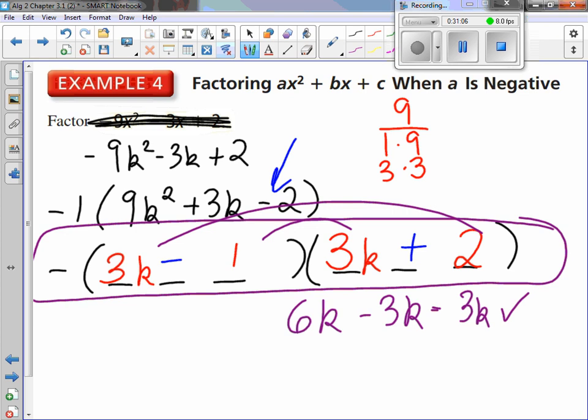I would be careful with this in Big Ideas, because if it sets it up as k, it's going to want the answer in k. If it sets it up with x, it's going to want it in terms of x. I'm not going to make a big deal, especially on the test, if it was this here and you gave me it in terms of x, you said it was negative 3x minus 1 times 3x plus 2. It's not going to bother me either way. But Big Ideas is going to make an issue with it. It's going to want it in terms of k.